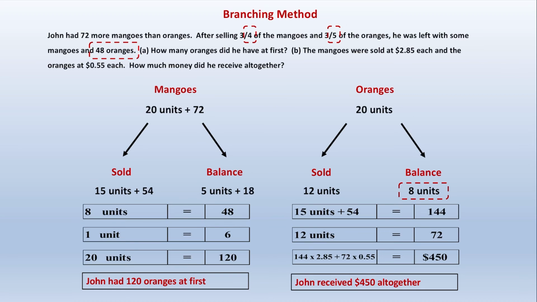A quick recap under the branching method. First, we list the quantities that are mentioned in the question and draw a simple branching diagram. So in this case, we have mangoes, some sold, some in the balance. Similarly, oranges, some were sold and some left in the balance.